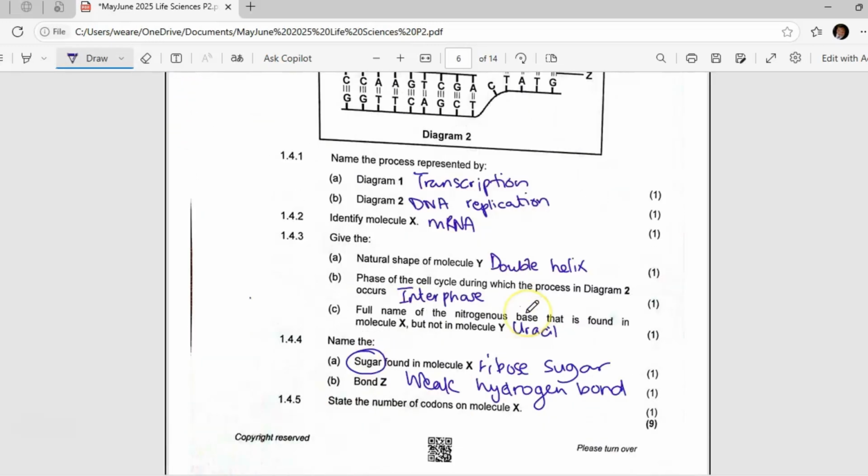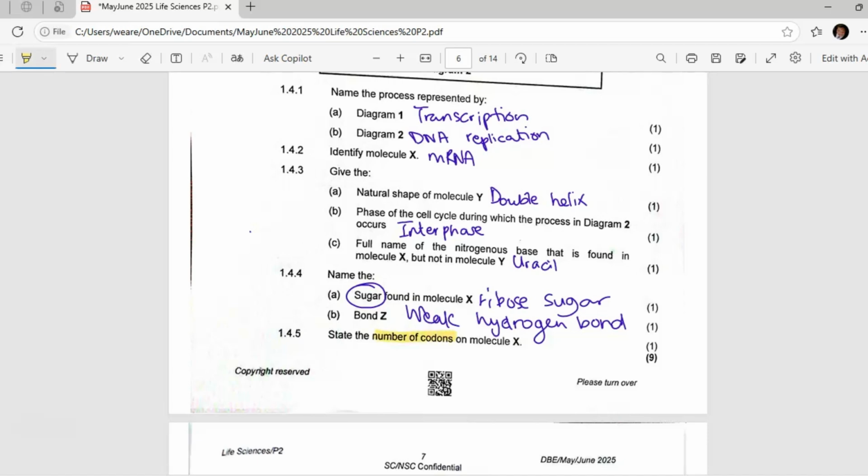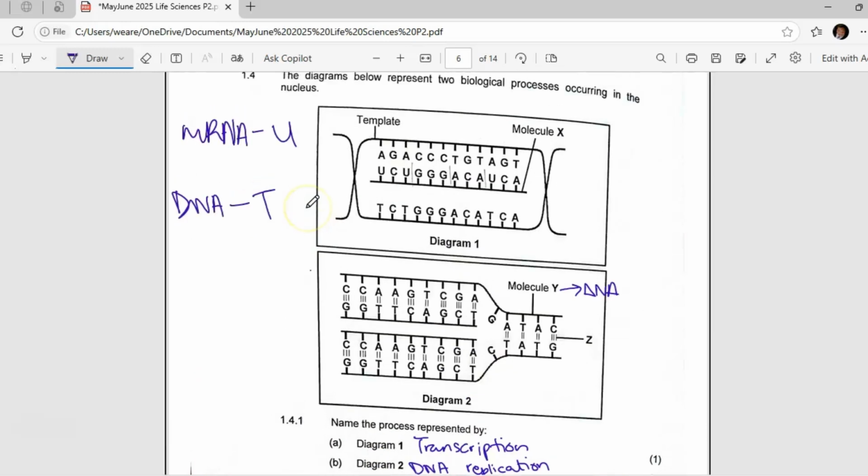They say state the number of codons on molecule X. That is why reading time is so important, dear matriculants, because of this word codons over here. That codons is for mRNA. So maybe you didn't know it was mRNA, but you know that mRNA has codons. So if you read, you would understand that if they're saying codons for molecule X, it is the mRNA at 4.2.1. So that was nice for them to put that in there. But anyway, they say state the number of codons on molecule X.